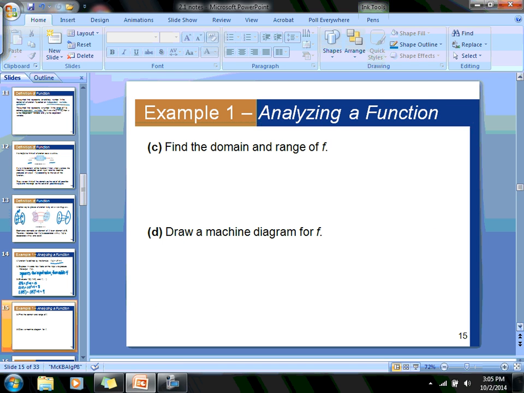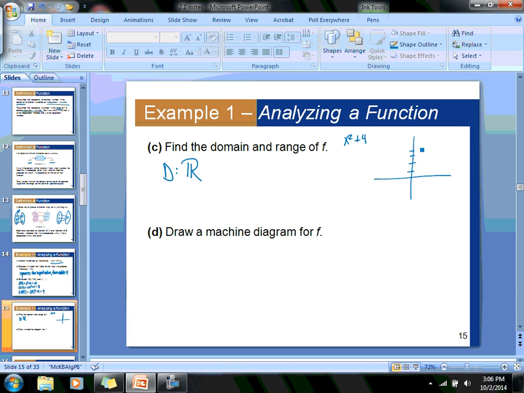Part C says to find the domain and the range. And like I just said, we can put any number into that function. So our domain is going to be all real numbers. However, our range is going to have a slight limitation to it. And remember, our function was x squared plus 4. And if I was to graph that, I would get a parabola.